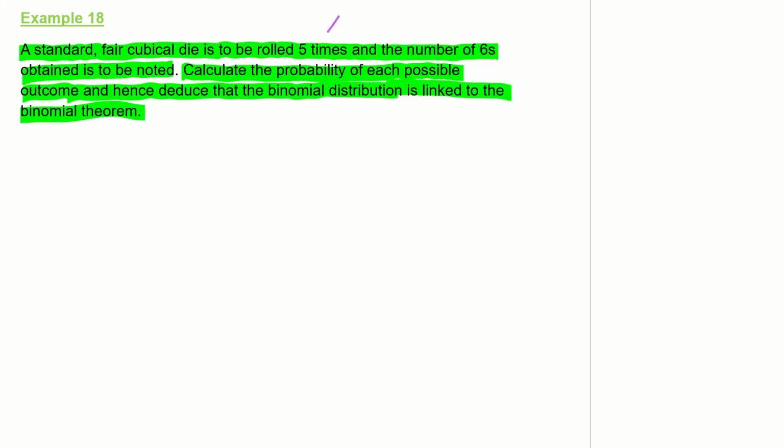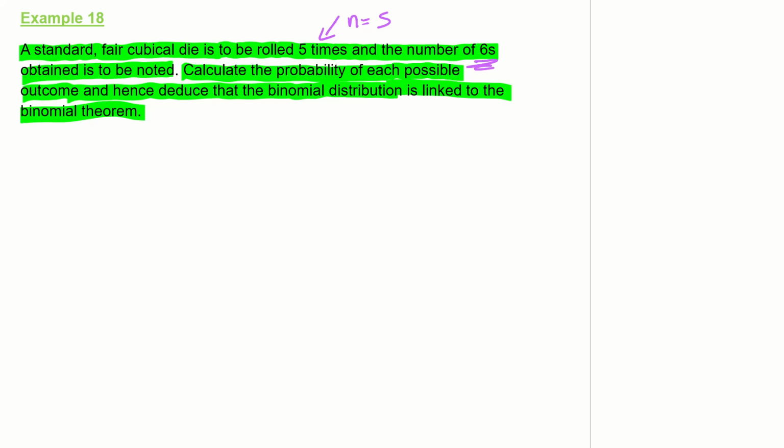So here we can see that n is equal to 5, and we're looking at the number of 6s when we roll a standard fair cubical die. So the probability of success is going to be 1/6. We'll call getting a 6 a success, and therefore the probability of failure, not getting a 6, is 5/6. If we say that x is the number of 6s we get, we could write x follows a binomial with 5 trials and probability of success 1/6.